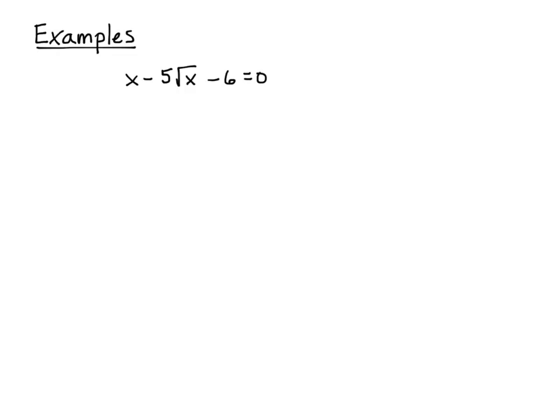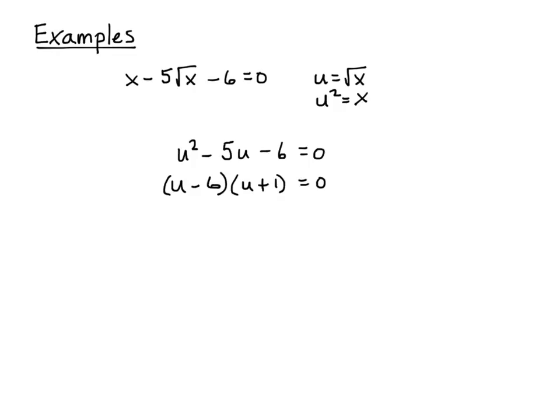So if we take the square root of x squared, it is x. And so what we can do is I can define u to be the square root of x, and u squared equals x. So let me substitute where I have an x, I'm going to put a u squared, and where I have a square root of x, I'm going to put a u, and I get this equation here. Now this is a quadratic equation. So we get this by factoring. And so we have u minus 6 equals 0, or u plus 1 equals 0.